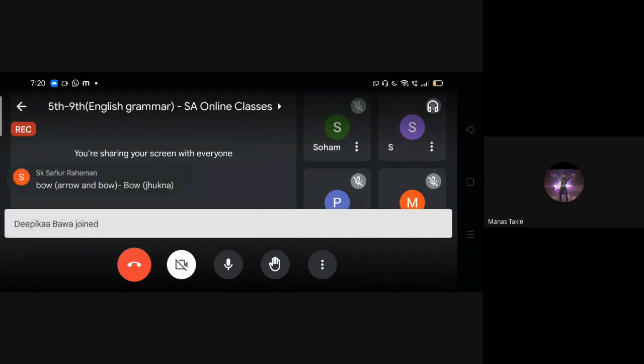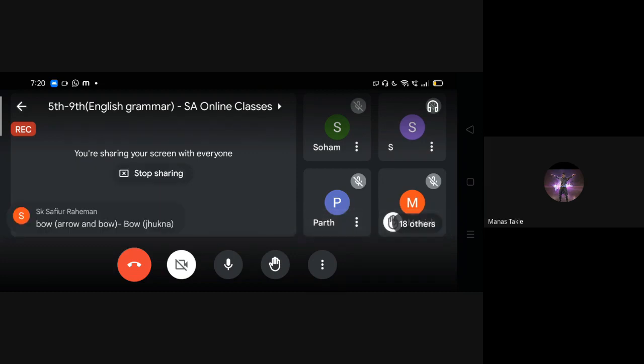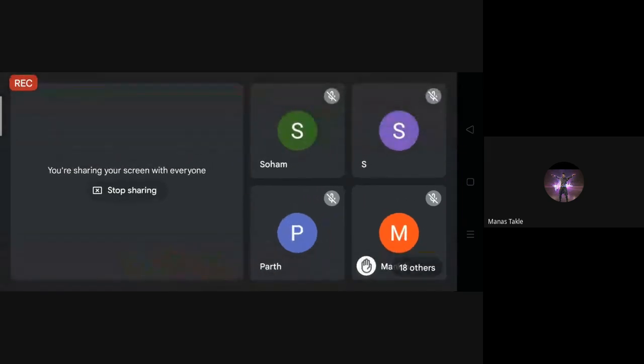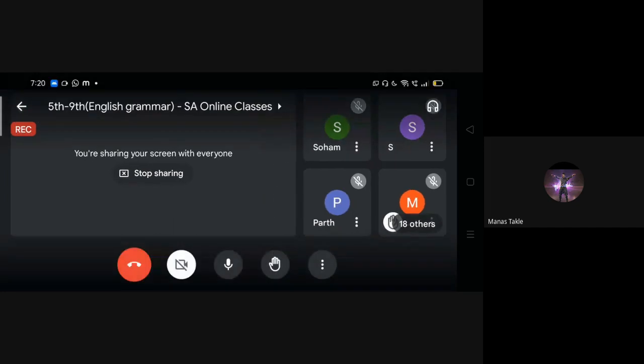Actually, bow, the arrow and bow, and to bow down. Yes, a toy bat. Okay, good. Priya, write meanings in the chat box. Bhavika, these are homographs, na? So spellings will be same, so you have to mention in the bracket what you want to say.